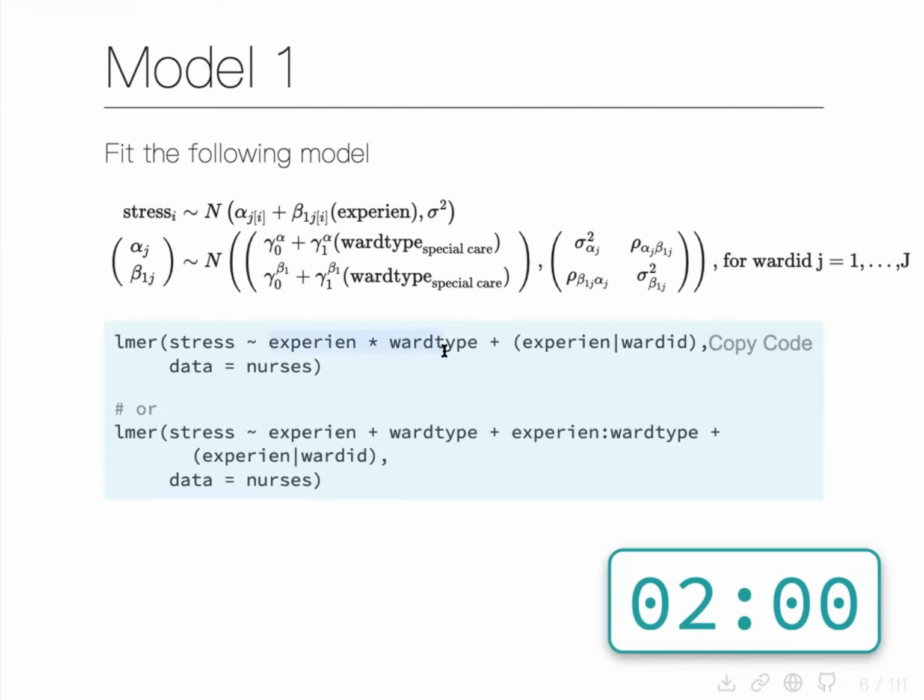We have experience times ward type. So this is the main effect of each of these plus their interaction. This is the main effect of experience, this is the main effect of ward type, and this is the interaction between ward type and experience. And then we have experience randomly varying at the ward ID level. This one below is the same thing. This part expands out to this part, and so those are 2 different ways of doing the same thing.